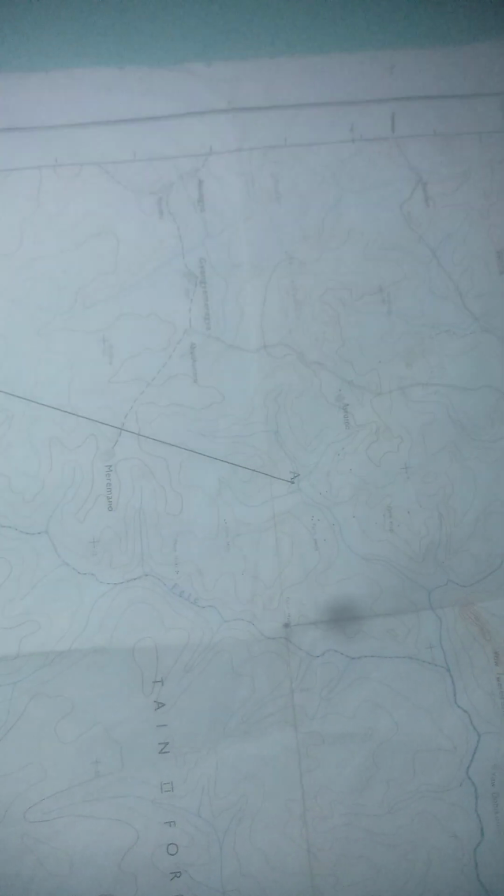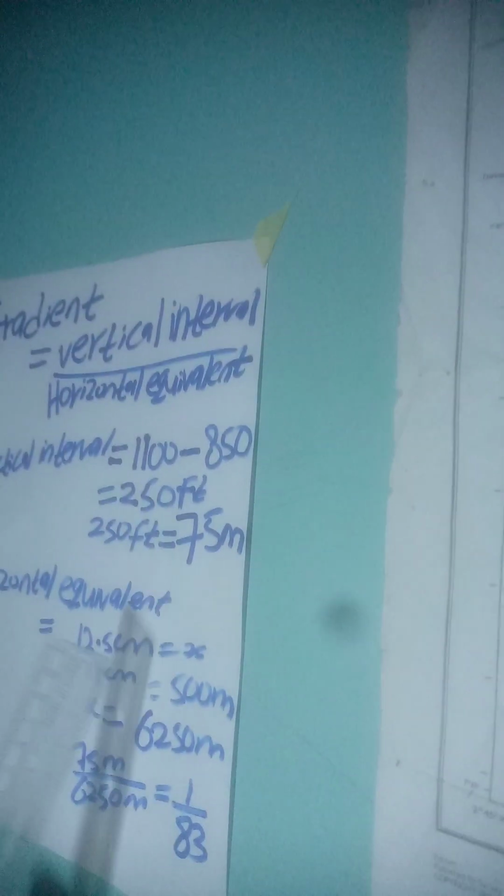Now we have to relate it to the scale on the map. On the map, 1 centimeter is equal to what? 500 meters. Remember, 50,000 centimeters is the same with 500 meters. On the map is 50,000 centimeter, but for simplicity, I want the unit of the vertical interval and the horizontal equivalent to be the same. So I converted that 50,000 centimeter to meter by dividing by 100. So 500 meters is the same thing with 50,000 centimeters.